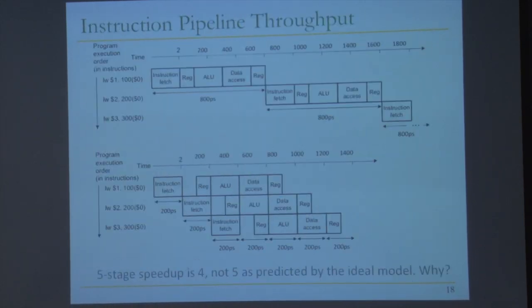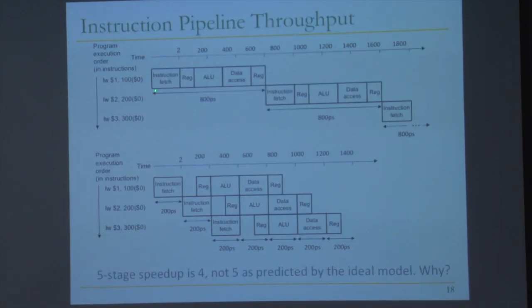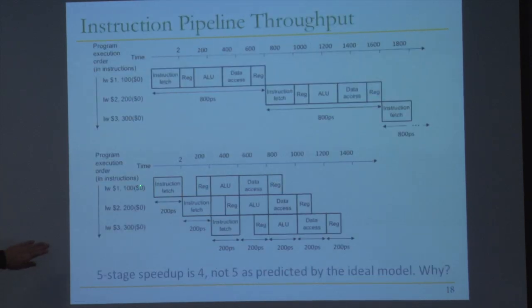OK, so let's take a look at the throughput of this pipeline. This is what you have with the values that I showed you over here with a single cycle machine. It takes 800 picoseconds to execute every instruction. Well, it could be a multi-cycle machine also, because we're ignoring the latch overhead over here. I don't show you any latch overhead. But in a pipeline machine, your cycle time is dictated by this 200 picoseconds. The cycle time will be 200 picoseconds.